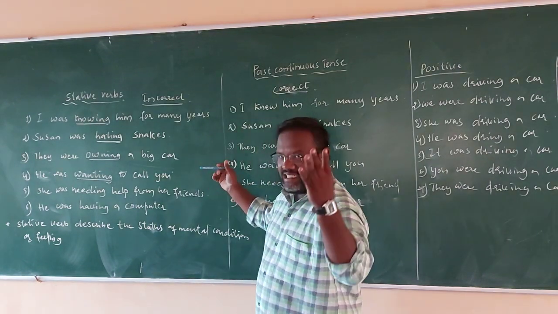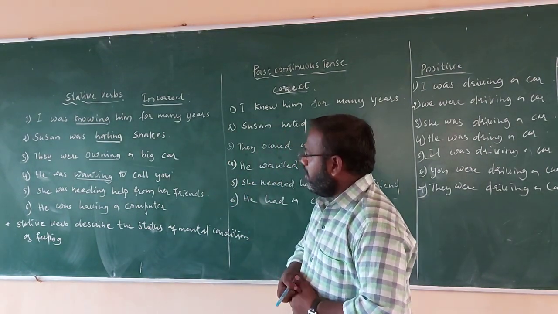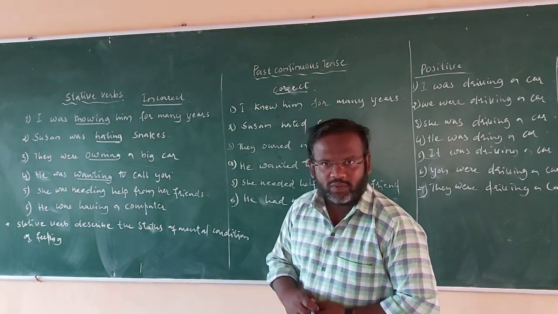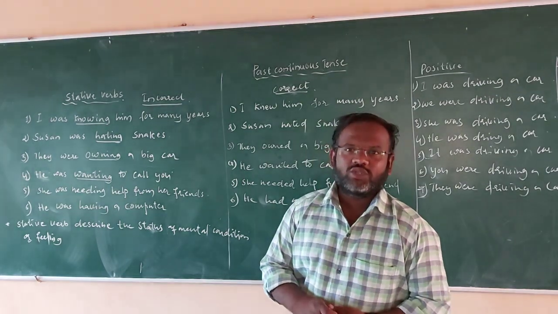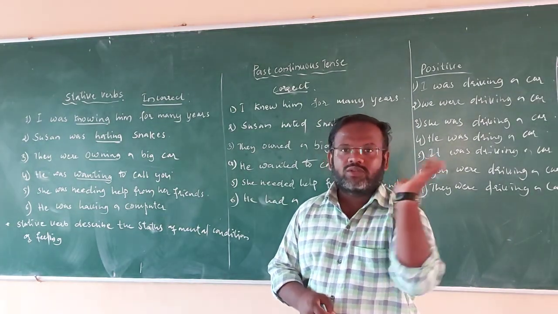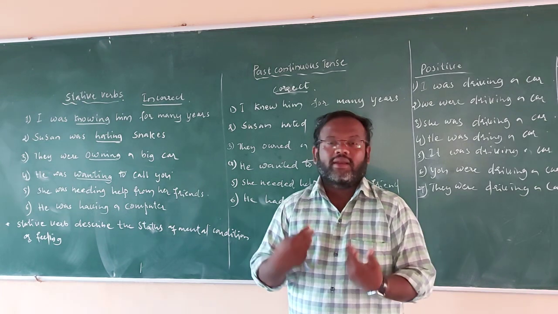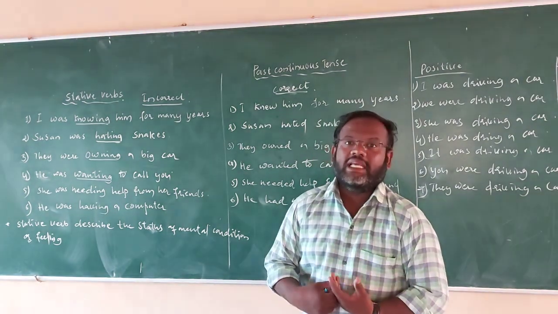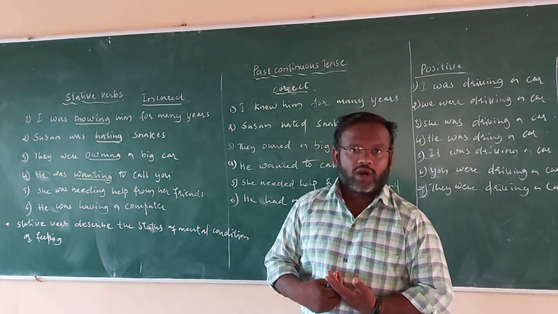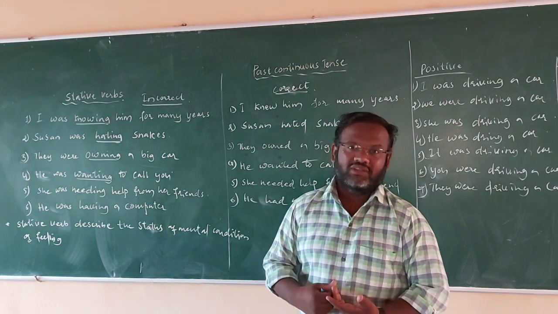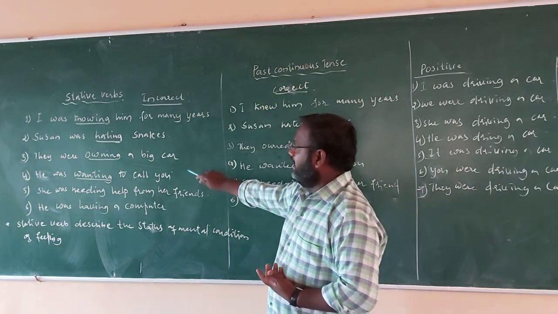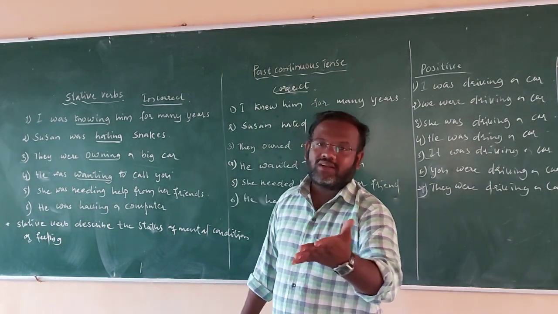Let's see the fourth example. He was wanting to call you. Then it is also a wrong sentence. Wanting is a kind of feeling. It's a stative form of a verb. It is not at all an action. So definitely this is an absolutely wrong sentence.